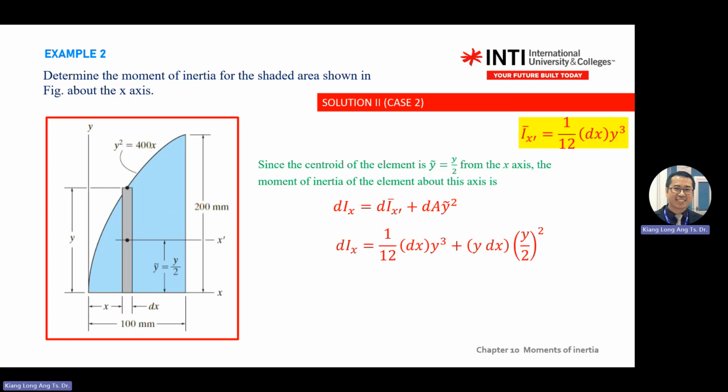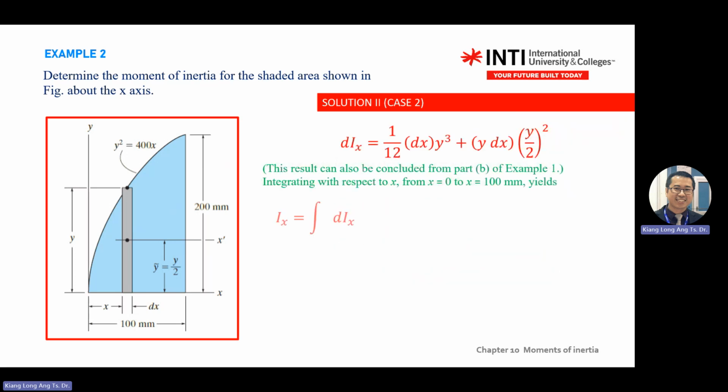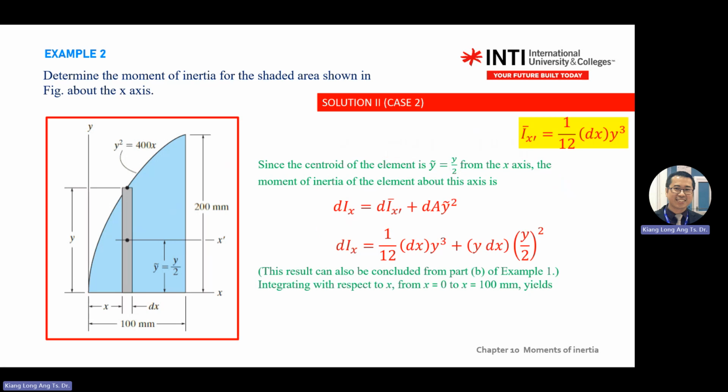Then you do the same equation, Ix equal to I plus A d squared. The rest you read from the slides. So we're still referring to x. You just substitute the value of your distance and so on.